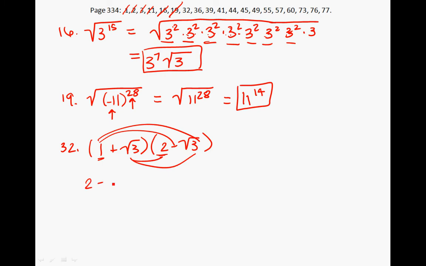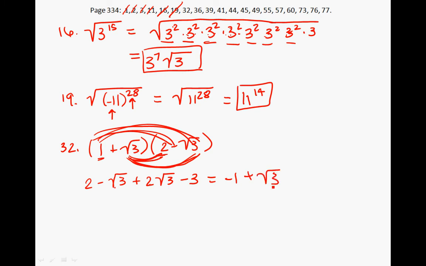So we have 2 minus square root of 3 plus 2 square roots of 3 minus 3. So I just followed these first and then these second. So now if we combine our like terms, we have 2 minus 3 gives us negative 1. And then this negative root 3 plus 2 root 3 gives you 1 remaining root 3. So that would be your answer there.